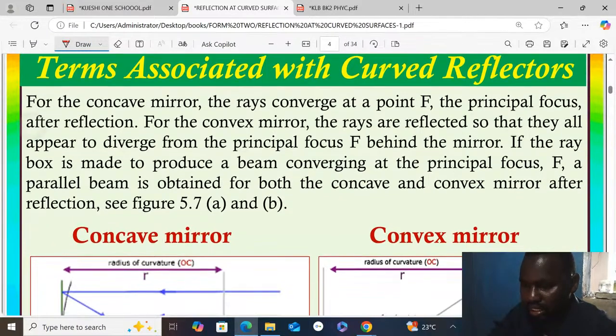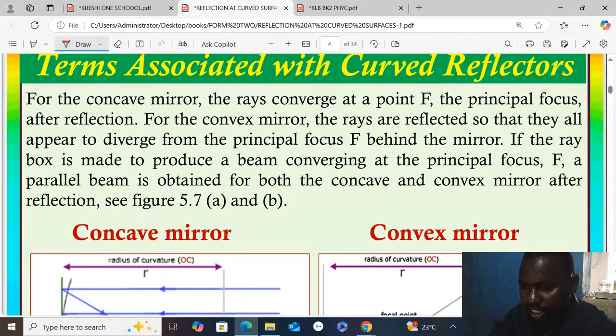So we'll start from here. For the concave mirror, the rays converge at point F. That is called the principal focus after reflection. For the convex mirror, the rays are reflected, so they all appear to diverge from the principal focus behind the mirror.